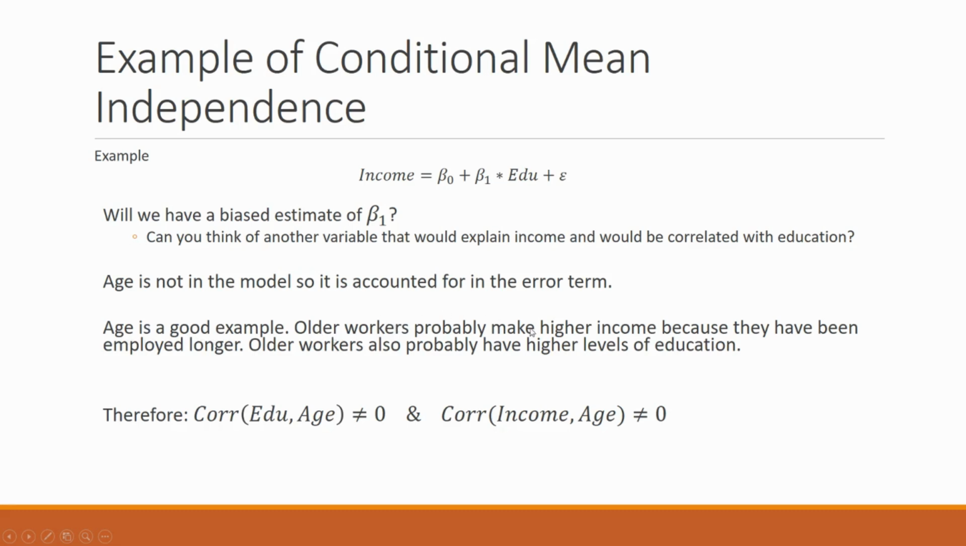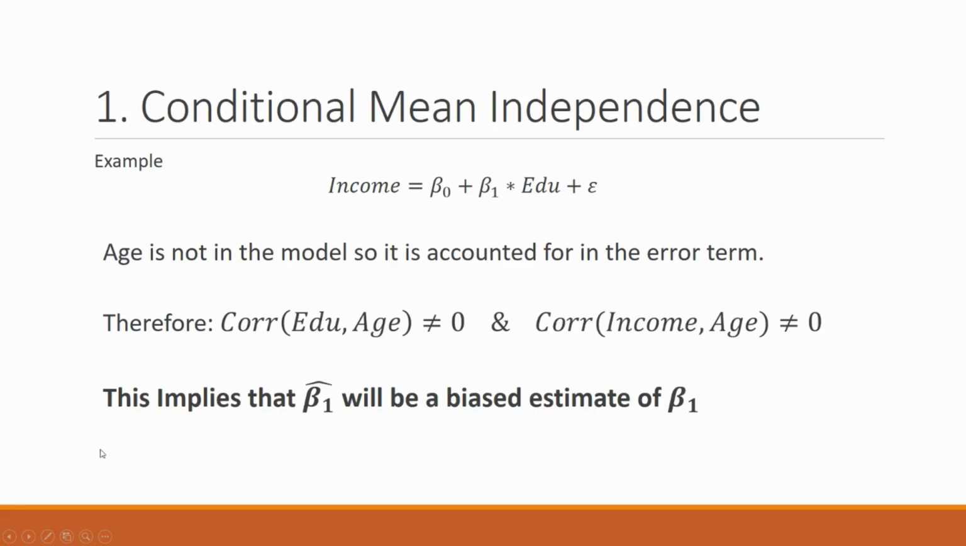Older workers probably make higher incomes because they have been employed longer. So that would mean that age is probably going to be correlated with income. Older workers also probably have higher levels of education. They've had more time to accumulate more years of education. And so, just based on our intuition here, we can say that the correlation between education and age is not going to be 0. And the correlation between income and age is not going to be 0, which would mean that beta 1 hat, the estimate of this beta 1, will be a biased estimate of the true beta 1.